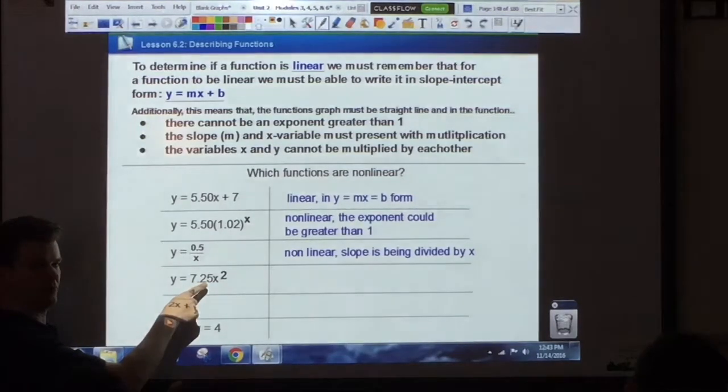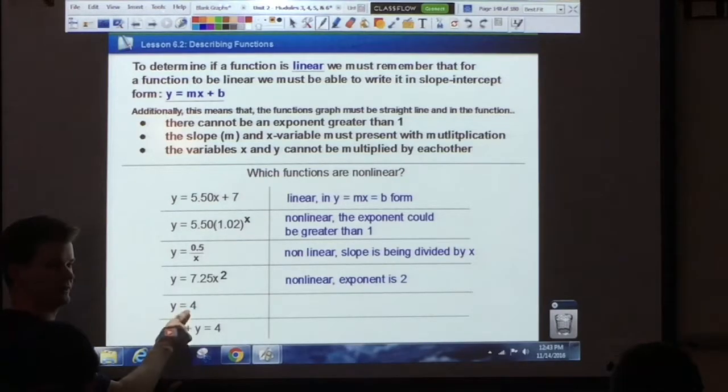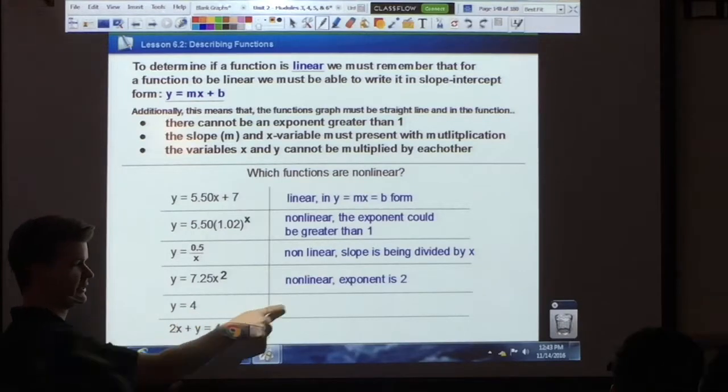What about this one? Nope. Why? Because it has an exponent greater than 1. Nonlinear, the exponent is 2. What about this one? Linear or nonlinear? It is linear.